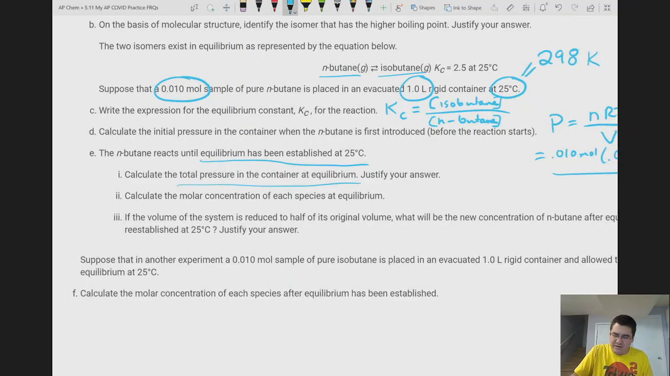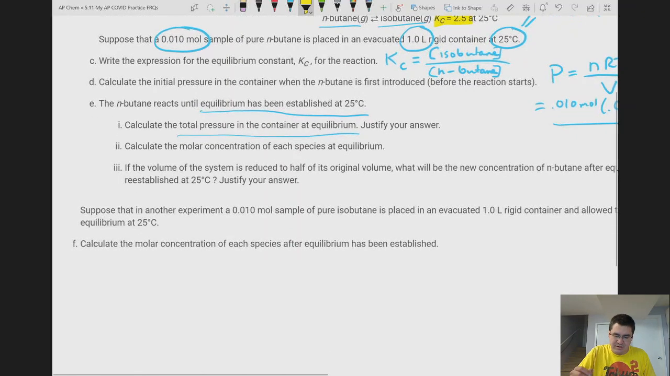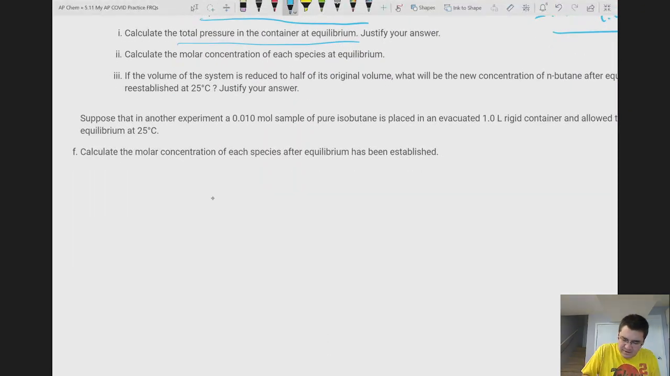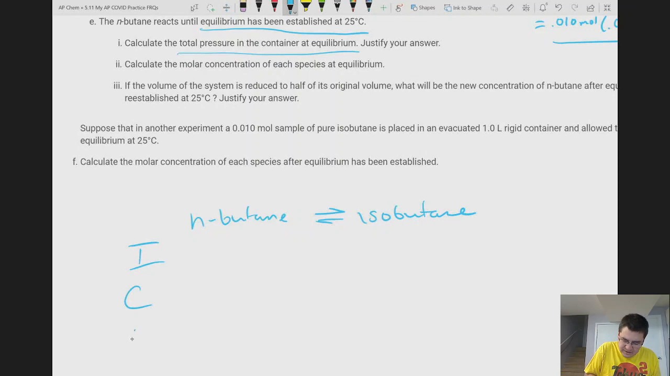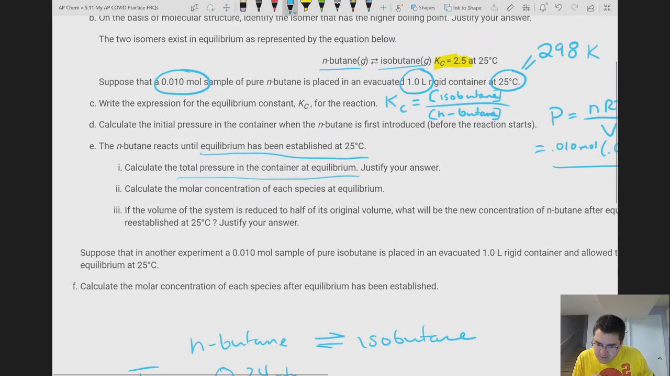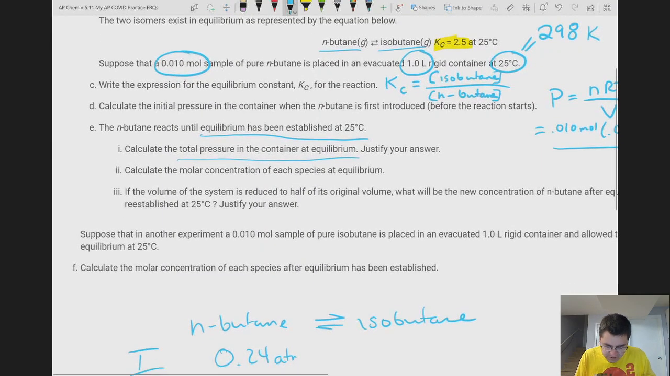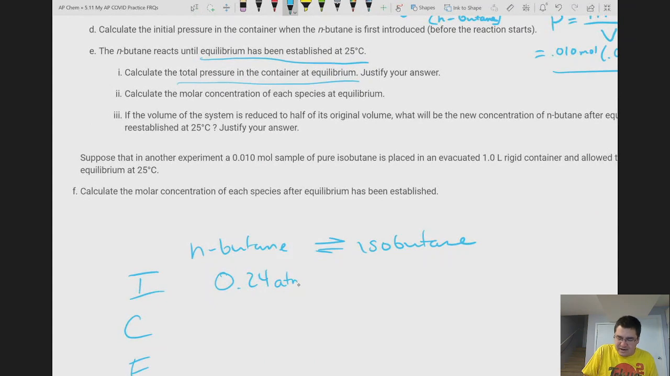So looking back, they also told us that Kc equals 25. So we're going to have to go down and do a little ICE table. So I've got n-butane, the iso-butane, ICE. They said that they initially charged it with 0.24 atmospheres. Oh, except they're using Kc, which is concentration. So I probably shouldn't use atmospheres, right? Atmospheres would be if it was Kp.